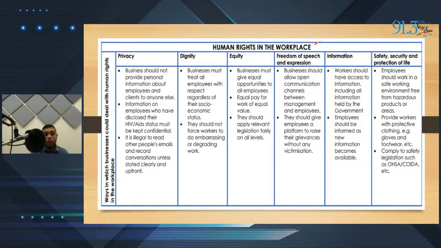So, our human rights are privacy, dignity, equity, freedom of speech and expression, information, and safety and security and protection of life. I'm going to go briefly over them. Our privacy: information of employees who have disclosed their HIV and AIDS status must be kept confidential. So this must be private. This is one of our human rights.